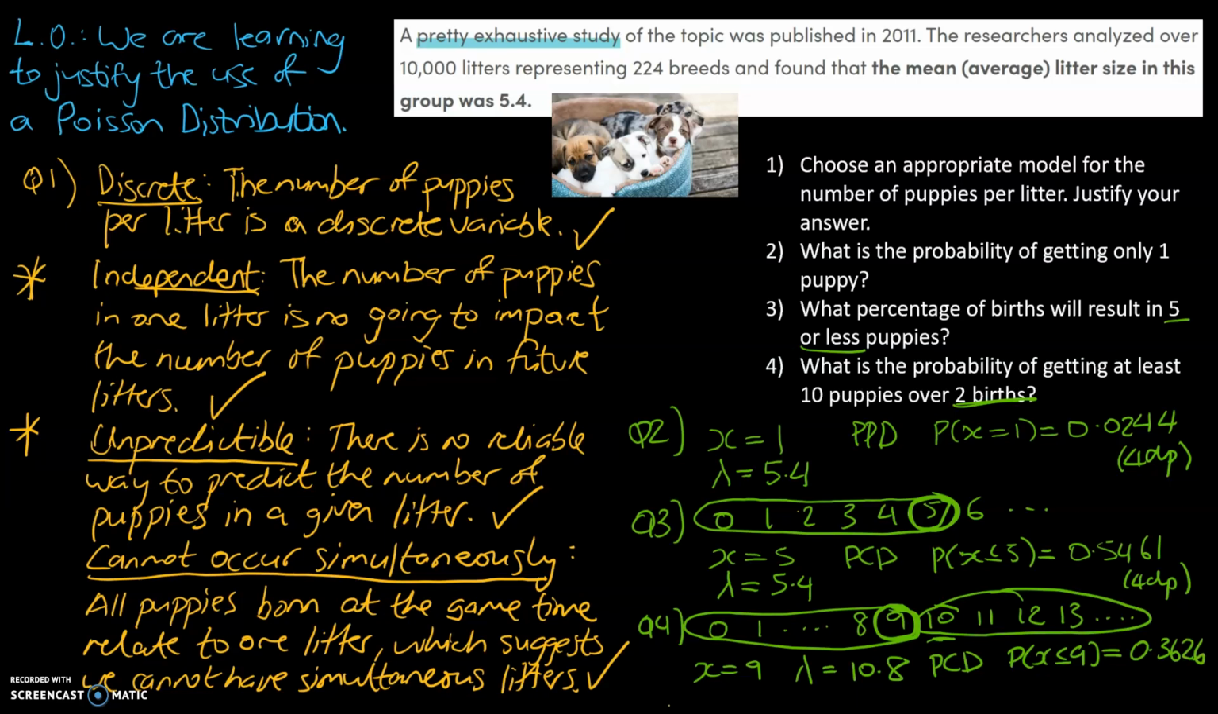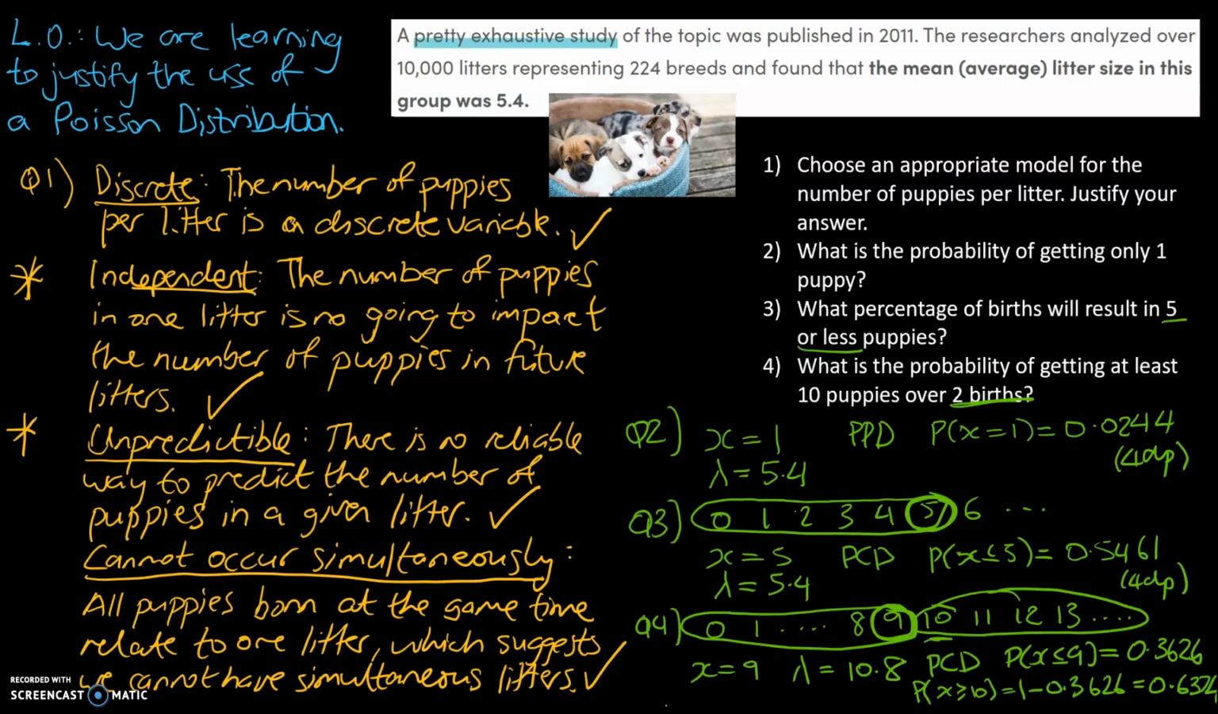And now that we've got the lower end, we can then go ahead and calculate the probability of the upper end. So the probability of x being equal to or above 10 is equal to 1 minus that probability we just calculated, and that is going to be equal to 0.6374. And we've just run out of room as well.